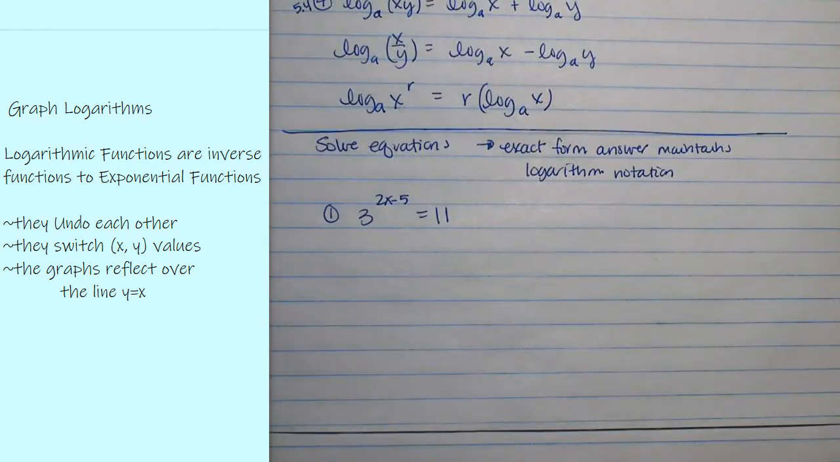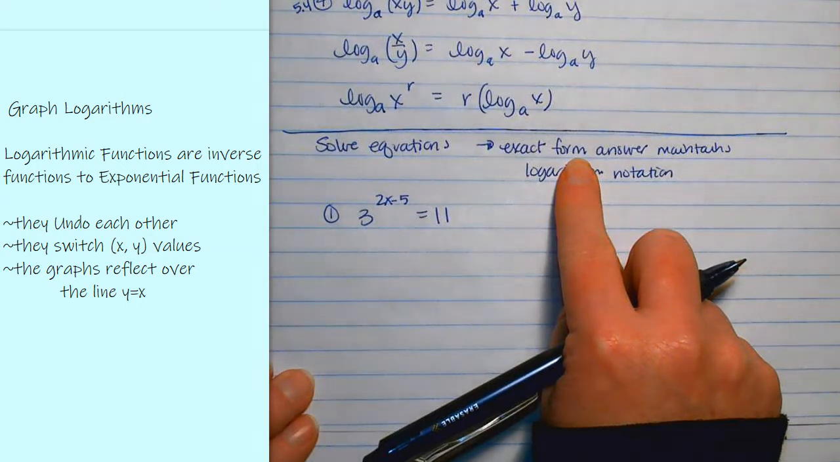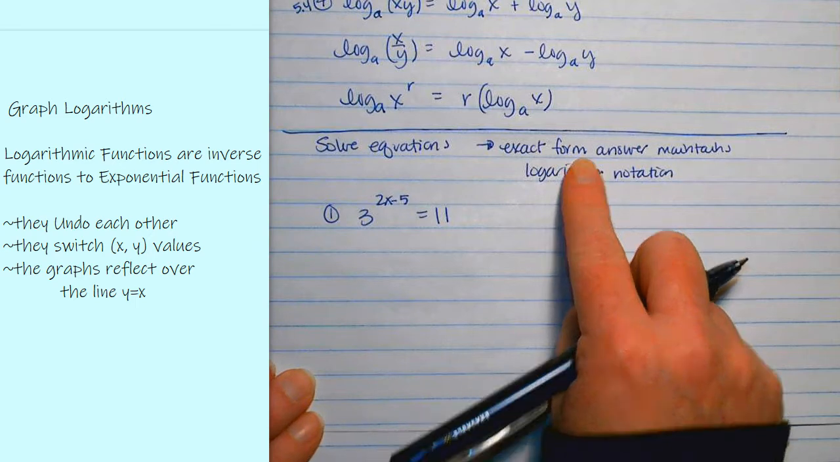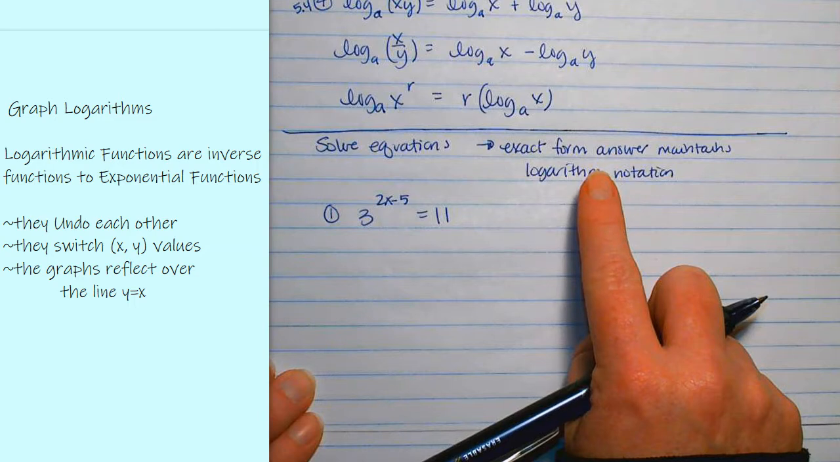So our first equation here is 3 to the 2x minus 5 equals 11. We're going to solve this first by leaving our answer in an exact form, kind of like when we leave pi in geometric answers, or we left e and other things when we simplified them. So we're going to leave natural log or logarithm in our final answer, so we're not going to round.